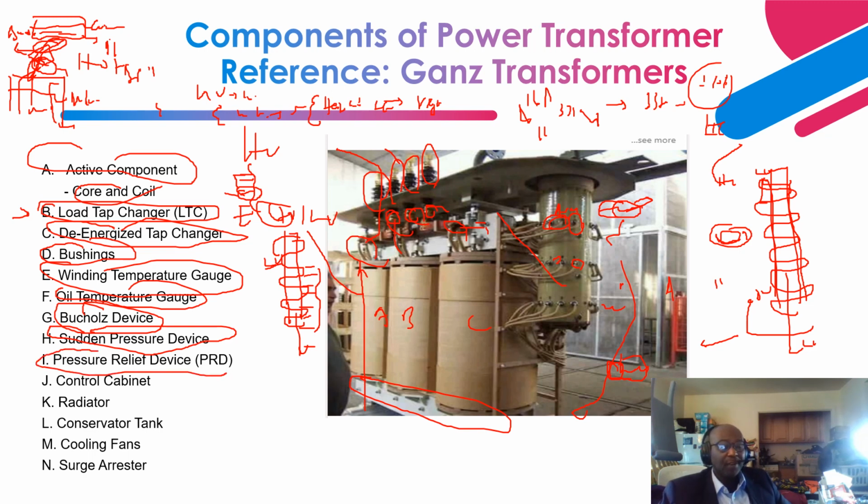Next is the pressure relief device, right? Okay, so the pressure relief device is usually mounted on top of the transformer. And it's the last line of defense for the power transformer, right? Because this comes into play when all the protection schemes fail. You have your primary protection, that is differential protection, failing. You have the backup protection, overcurrent, failing, right? Then you have other protection schemes all failing, right?